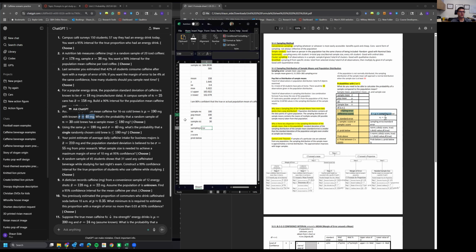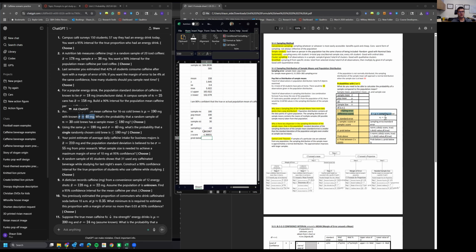Then sampling error, which if you look right over here, how do you calculate sampling error? It's sample mean minus population mean. So equals sample mean minus population mean. And then standard error equals standard deviation divided by the square root of the sample size. Okay, z-score. How do you calculate the z-score? You calculate the z-score by doing the sampling error divided by the standard error. So equals sampling error divided by standard error.